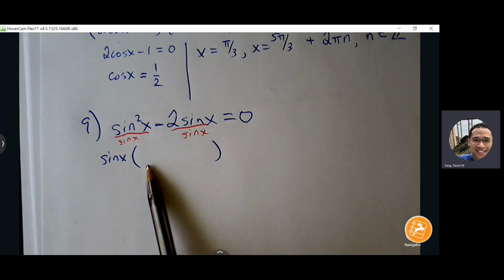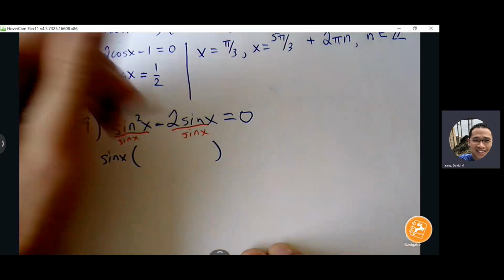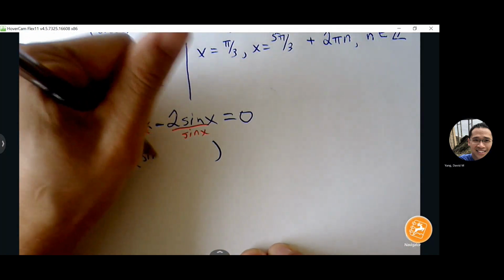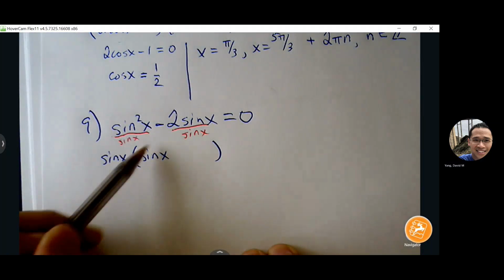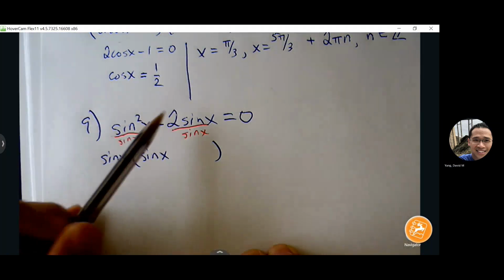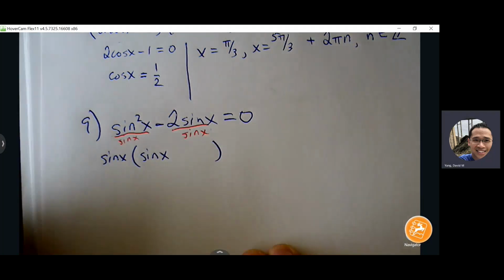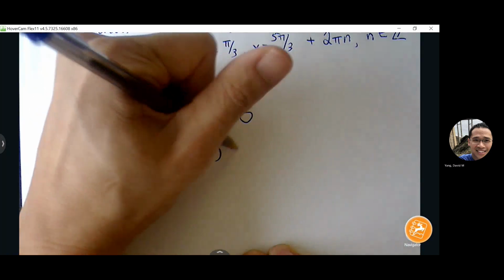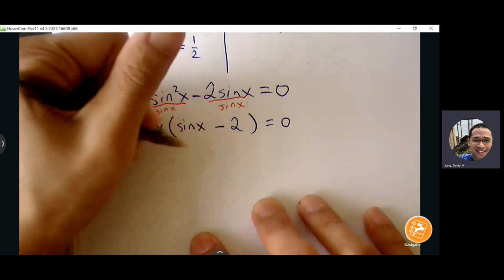What comes first? Sine x, right? Because I have sine squared over sine, so I'm left with a sine x left over. What's the second term going to leave me with? Negative 2. Set both equal to 0.